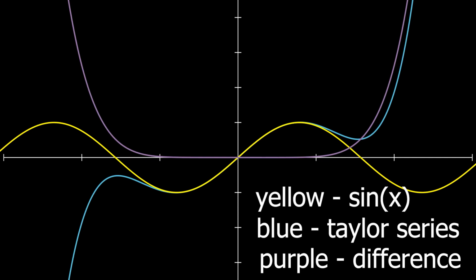Now, we can see that from 0 to 90 degrees, the purple graph lays extremely close to 0. And just after we get past the 90 degree point, the inaccuracy starts rising. I'm going to be honest, I don't want to edit this video anymore.